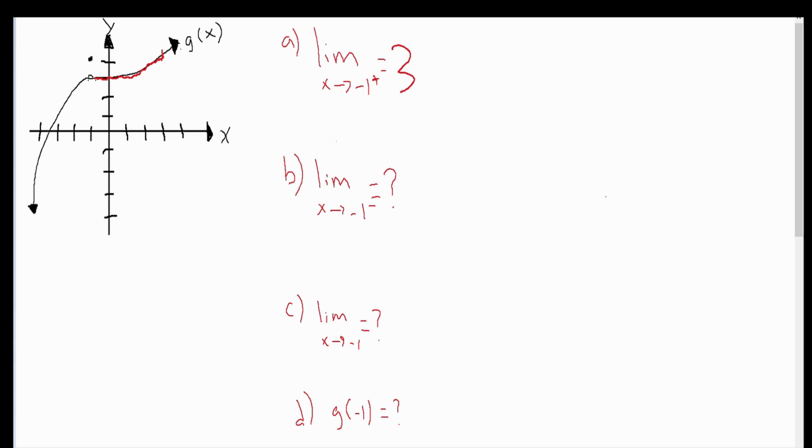So for part B, we need to approach -1 from the left side. And if we follow the graph from the left side, we see that as x approaches -1, we also have a y value of 3. So the limit as we approach -1 from the left side is equal to 3.